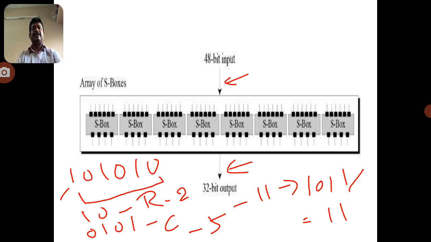substitution boxes technique. Each substitution box takes 6 bits as an input and converts them into 4 bits as an output. So this is the way to convert the 48 bits into 32 bits. This is very important.